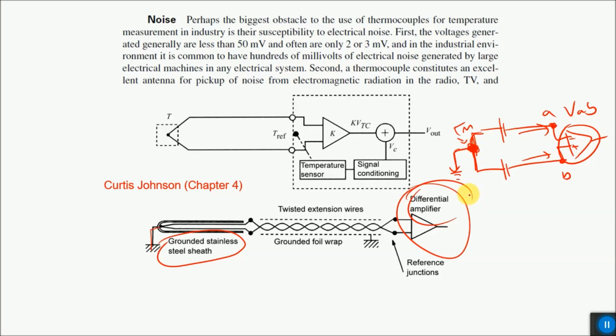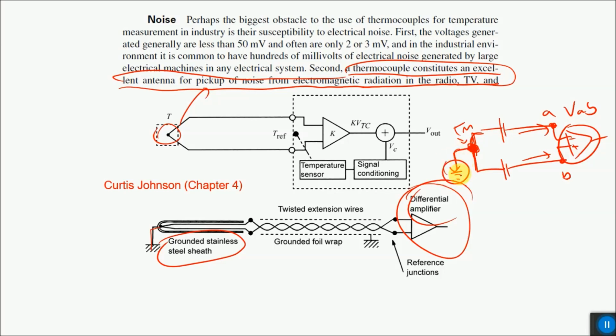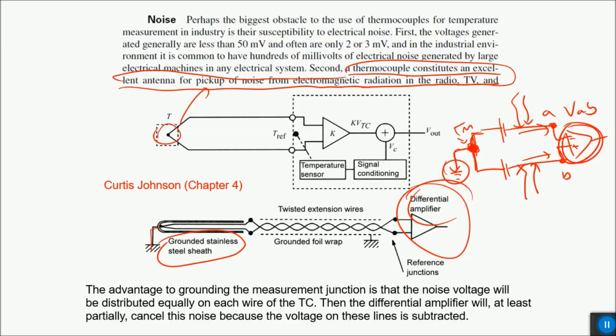And how is the noise being added to this junction? Because the thermocouple constitutes an excellent antenna for pickup of noise from electromagnetic radiation, radio, TV, and other signals. So this noise is picked up by this junction itself, and that noise is right away grounded and rejected. The other noise that is being added to these wires is the common mode noise, and that is rejected by this operational amplifier. And this CMRR can be very, very high, but cannot be infinity.